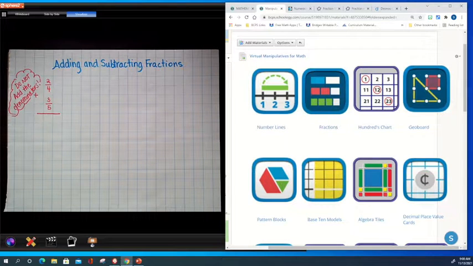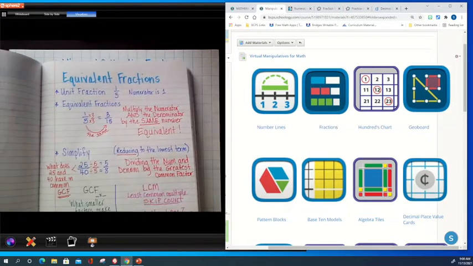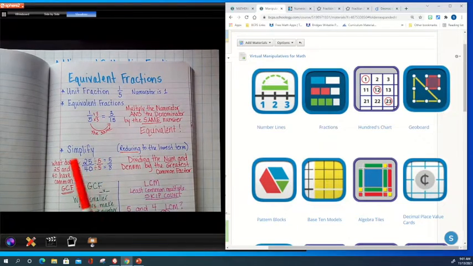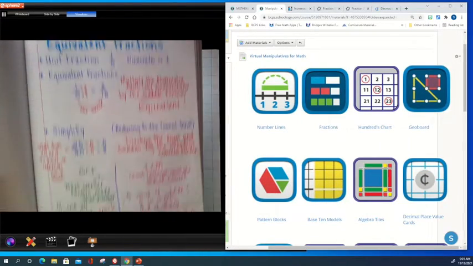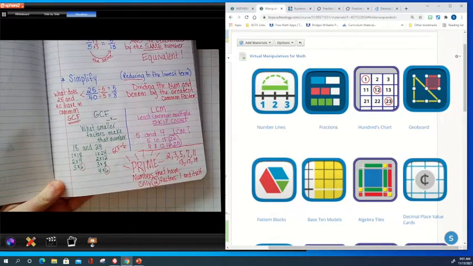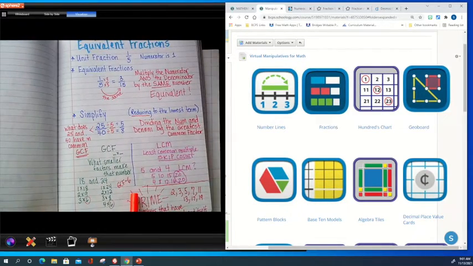Okay, here we are. We are going to add and subtract fractions. So everything that we have done so far, again, I'm using our journal notes from class. Everything that we've done so far, we've looked at unit fractions, equivalent fractions, and simplifying. In the previous videos, we looked at the difference between the greatest common factor and the least common multiple. These notes are all in our journal, okay?